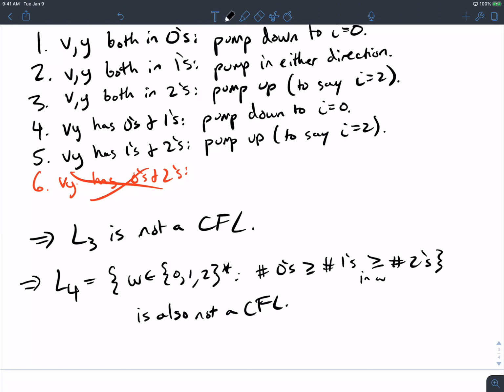Any questions about these proofs in general? Because it might be time to take a break. I know I need one. Okay, let's take a break.